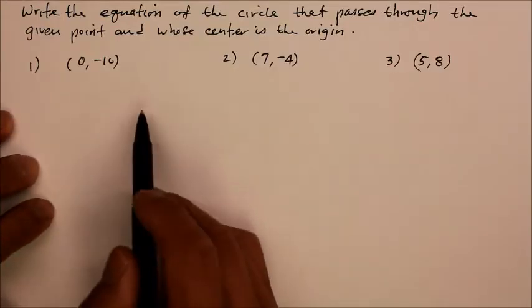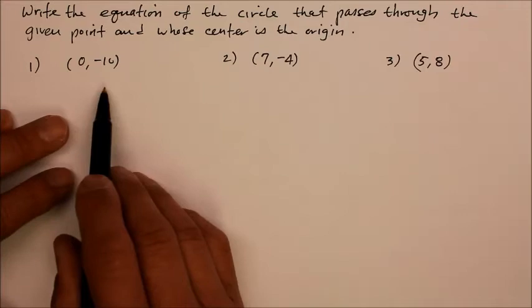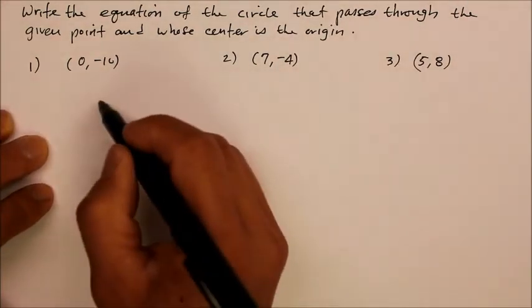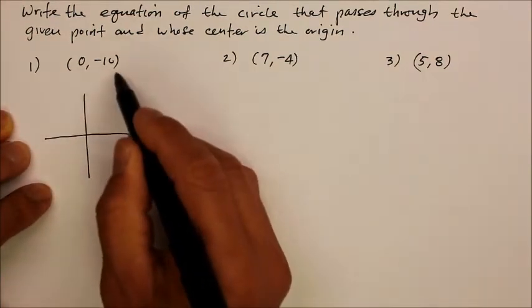And here, when you're given a coordinate, this coordinate is a point on the circumference of a circle. The circle whose center is the origin. So here's how we will do this. Let me go ahead and draw the graph so we get a better picture of what's going on.